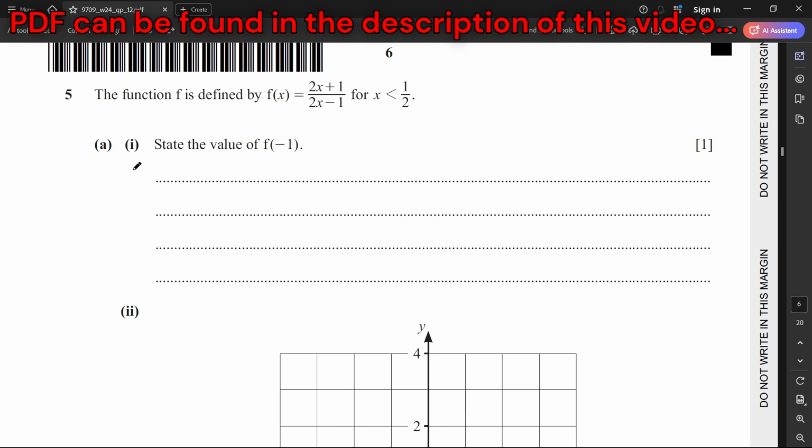And now we have to state the value of f of minus 1. So I just need to substitute the value of x as minus 1. So for the top part, I'll be getting minus 2 plus 1, which is minus 1, divided by minus 2 minus 1, which is minus 3. So if I simplify it further, I'll be getting 1 by 3.